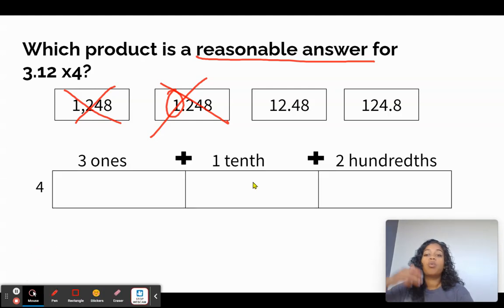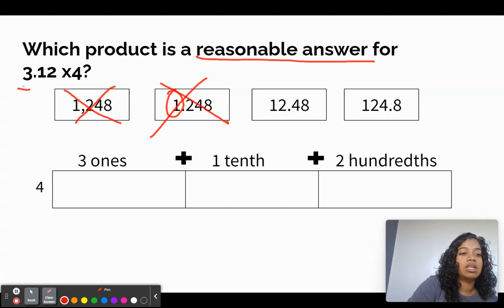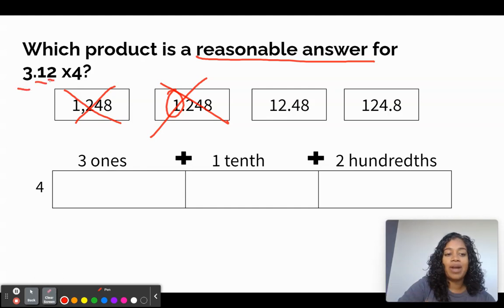In order to use the area model, what you need to do is make a box and have one spot for each of our place values. So we had 3 ones, 1 tenth, and 2 hundredths, as we can see here, right? 3 ones, 1 tenth, 2 hundredths. And then we're going to multiply all of these place values by 4. So now we're going to go ahead and add everything together.